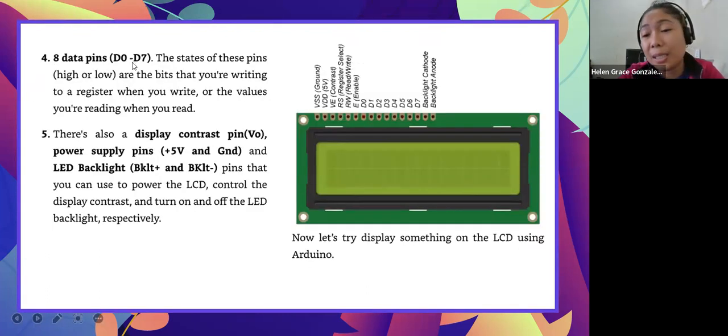And then 8 data pins from D0 to D7. These are actually bits, high or low. If you want to make, for example, a number 0, or letters, you form them through D0 to D7. If they are not connected correctly, most likely what will happen is the reading will not be clear. You will see the LCD looking broken and not displaying properly, because its 8 data pins are not anymore connected. Okay?